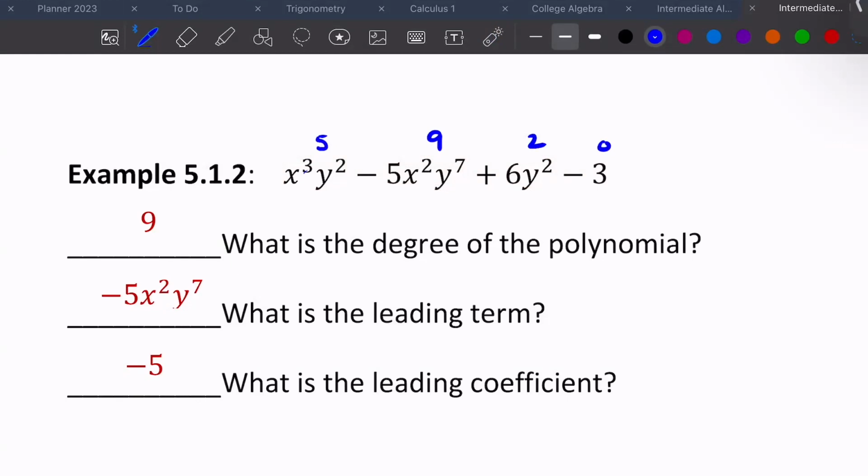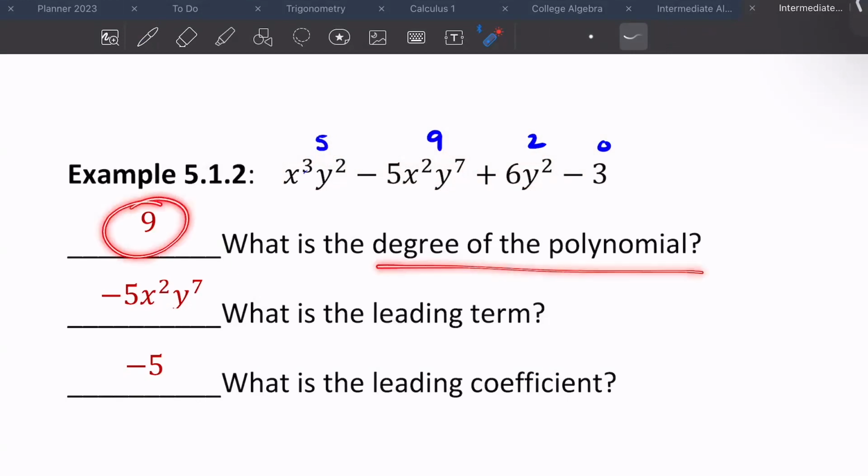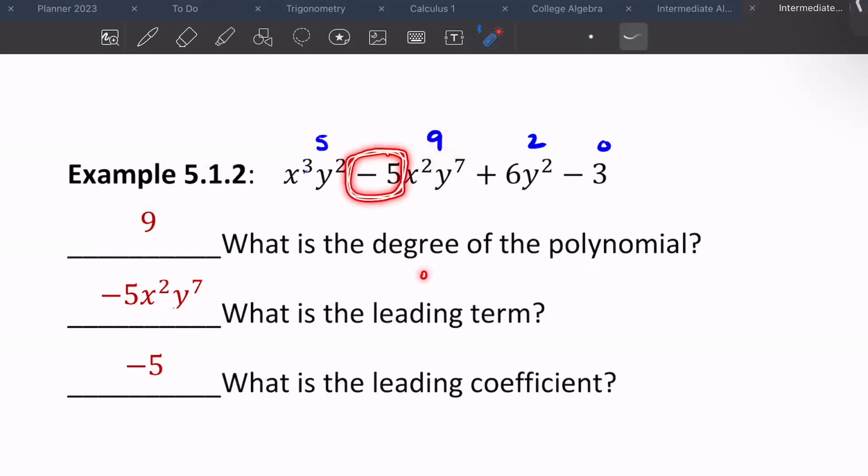Okay. So the degree of the polynomial is whatever is the biggest number in blue. Okay. So obviously 9. And then everything else is the same as the last one. Because our degree of the polynomial is 9, so we're looking at this guy. This is the leading term, that whole thing. And then our leading coefficient is the number attached to our x's and y's, okay?